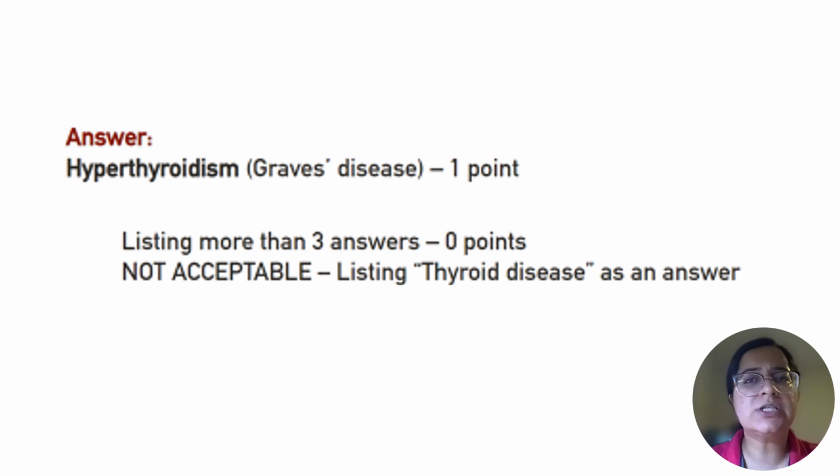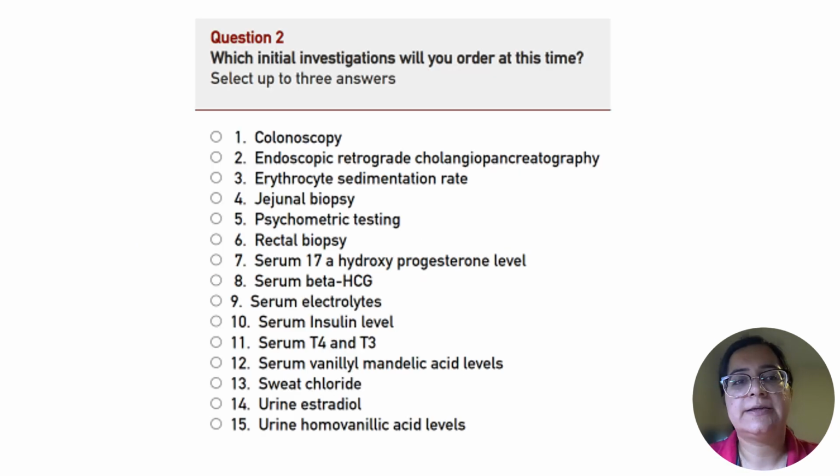So one of the rules to crack CDM is to stick to how many answers they have asked you. If they say up to three, just write up to three. Do not go overboard with writing the answer. Also, vague answers do not carry any point. You will be given 0 points if you write something like thyroid disease, right? It doesn't indicate if it's hyperthyroid or hypothyroid. So you need to be specific and very close to the scientific term for the disease you're thinking of.